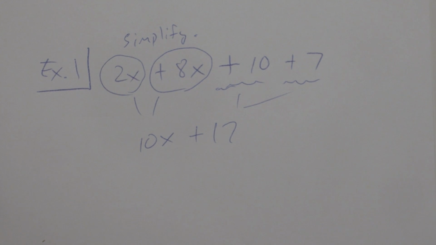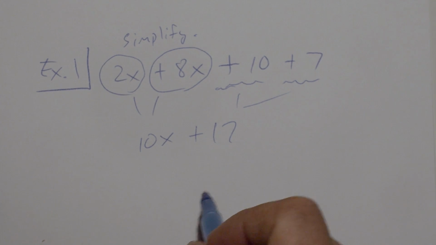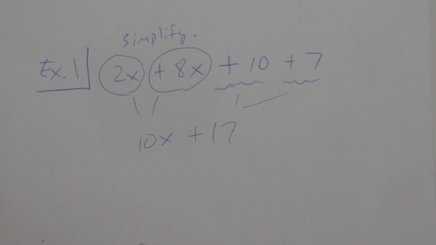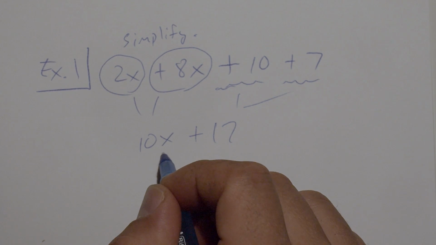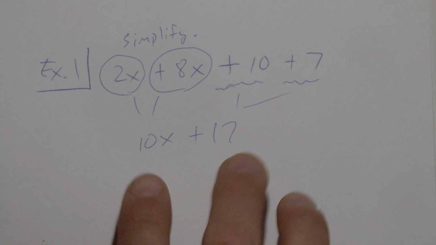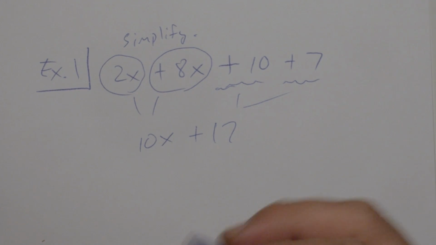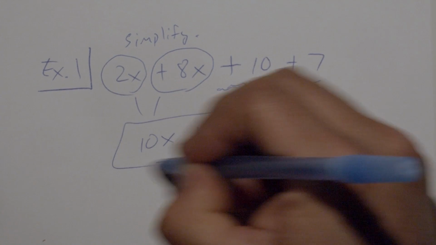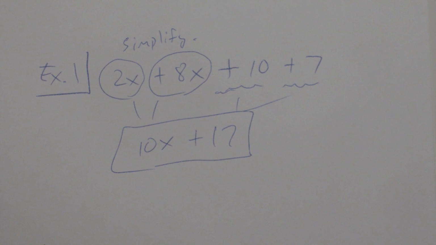All right, so there it is, 10x plus 17. Now can we combine them here? Absolutely not. Right there, we're done. Because these are not like terms. That value of x can change. We don't know what it is yet, so we can't combine these into one thing. There is our final simplified statement.